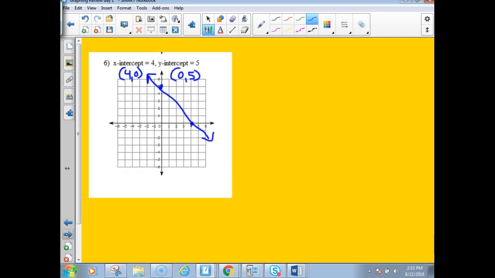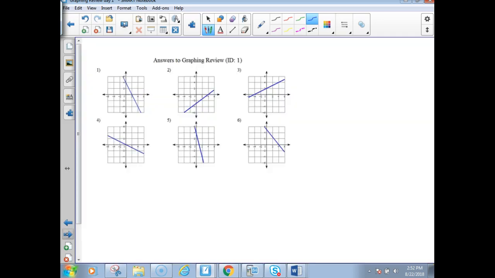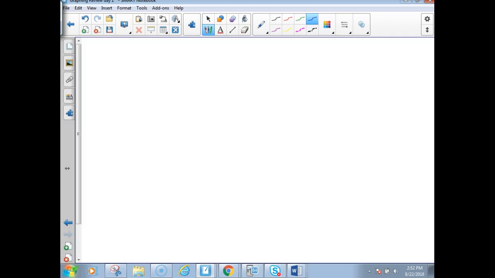Now I added on to this some problems on the back because you're going to be responsible to know what number 7 would be. Does anybody remember what kind of line x equals -2 is?